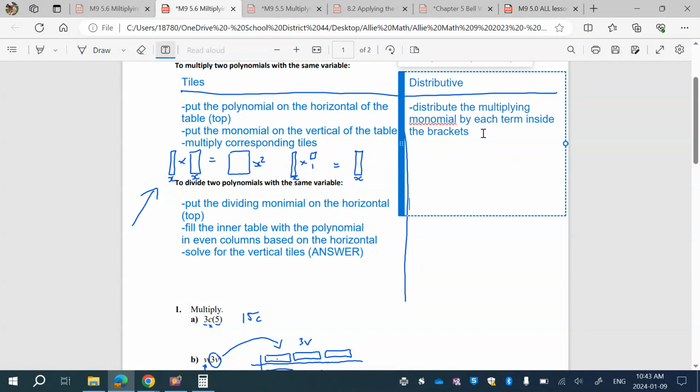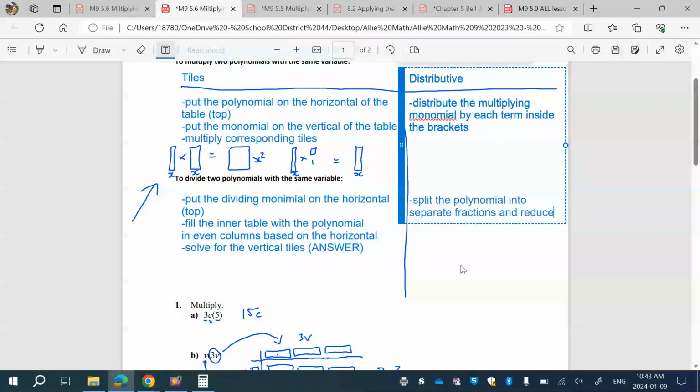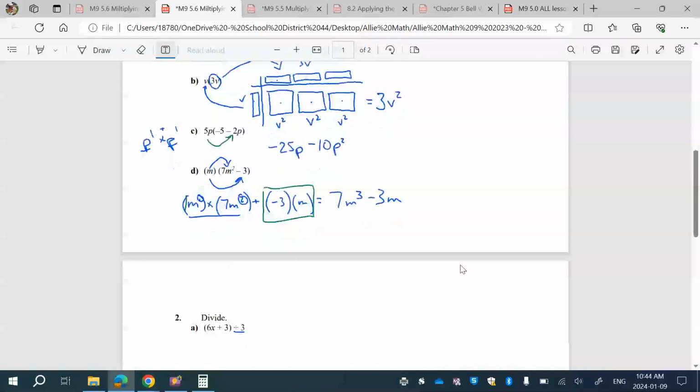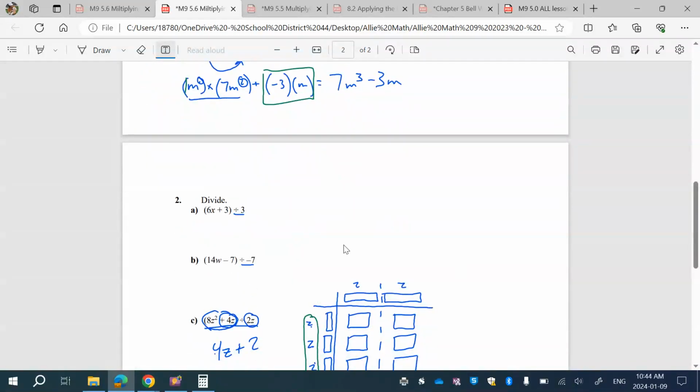So you need to split the polynomial into separate fractions and reduce. But again, we are going to have to remember what we learned in our very first unit about what it means to divide powers with the same base, and that we're going to need to subtract those exponents. So let's do it here. This is a 5.5 question, but let's do it anyway.